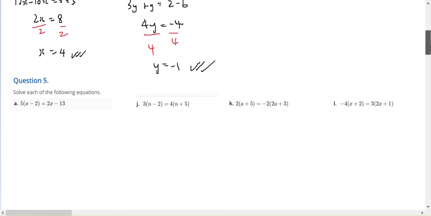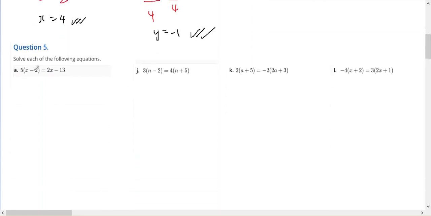And looking at question number 5, I've got some brackets. I'll multiply the brackets out first. 5x minus 10 equals 2x minus 13. I've got more x's on the left than the right, so I'm going to move these from the right-hand side to the left-hand side, and they will show up as minus 2x.